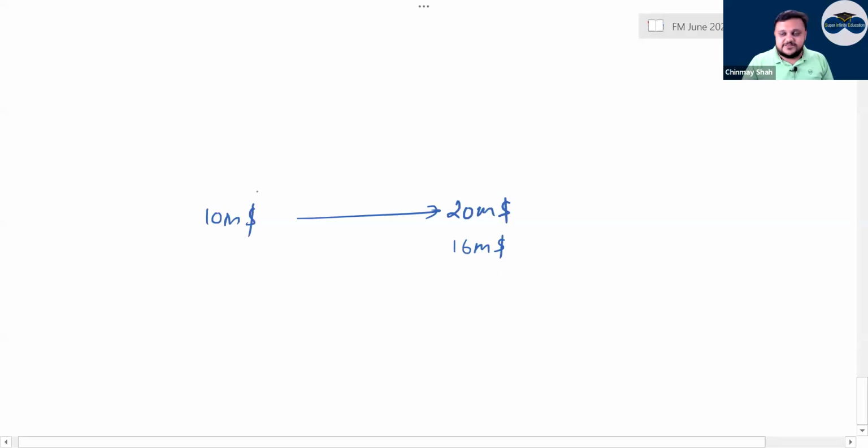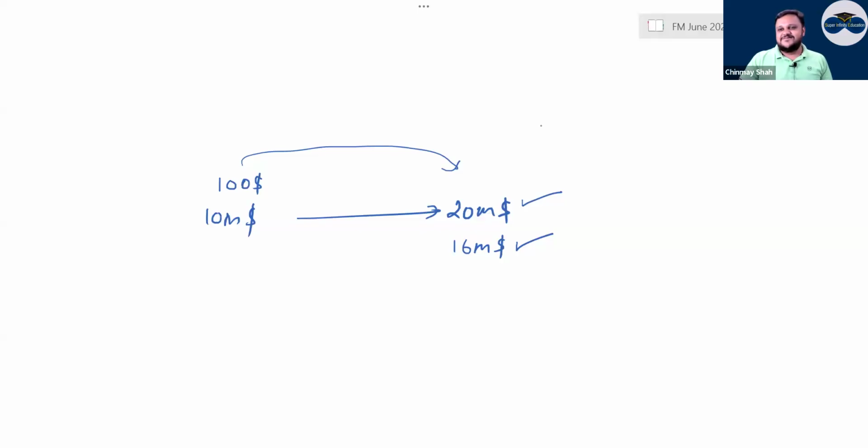When this announcement happened, the share price of the company was, let's say, $100. Now, next year, when the news comes out that the expected profit was 20 million, but you could do only $16 million, will this share price go up or go down? Think about it. What do you think? Tell me.